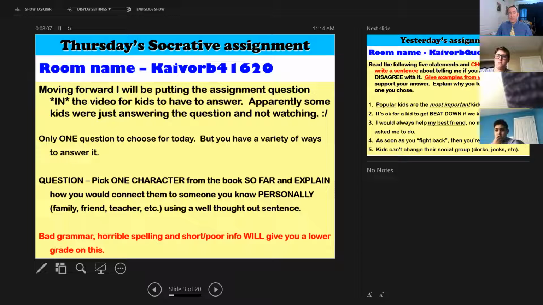So you're going to pick whichever one you want to connect to someone that you like or that you know, whether it's a bully or a nice person like that, and explain it. Also, if you have bad grammar, horrible spelling, short, poor info, it's going to give you a lower grade. My goal is to give you a 5, but if you do a bad job, some of you guys don't use capital letters, it drives me insane. I'm dropping your grade down to a 3 or a 4.